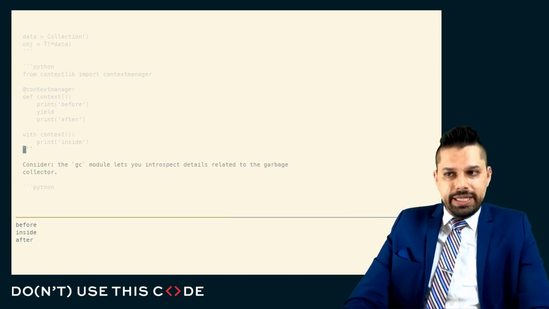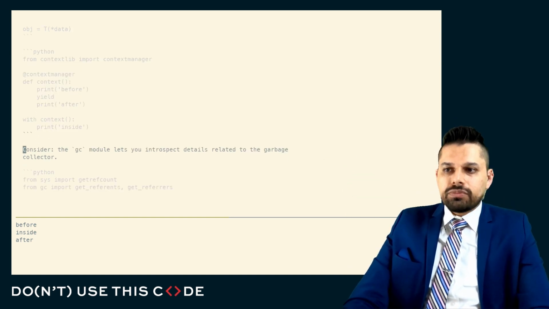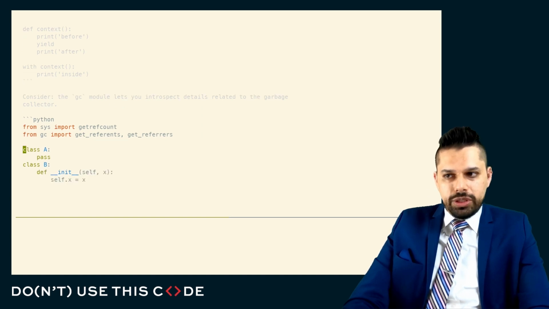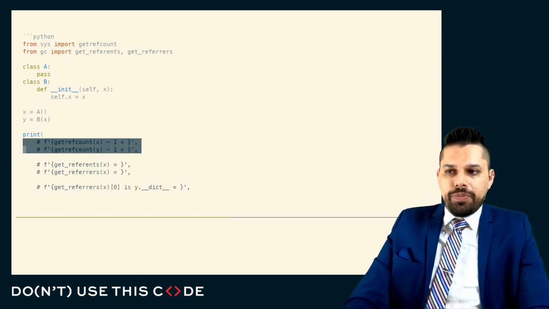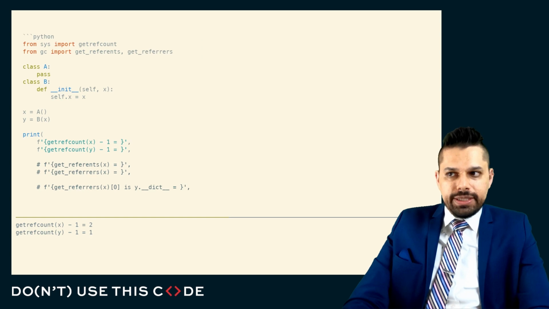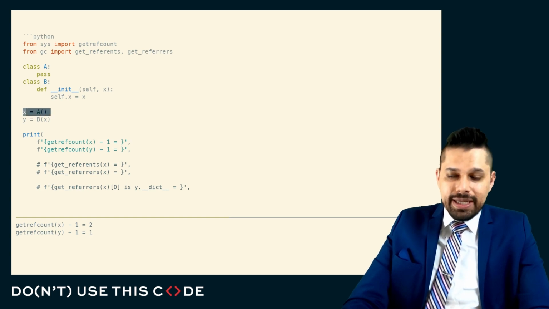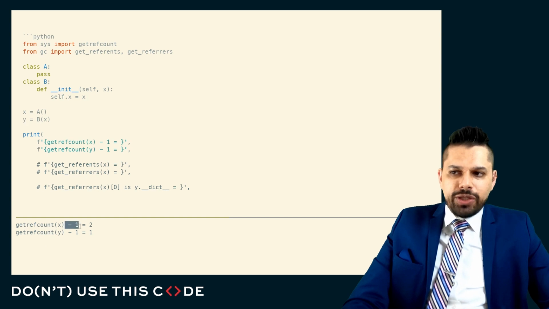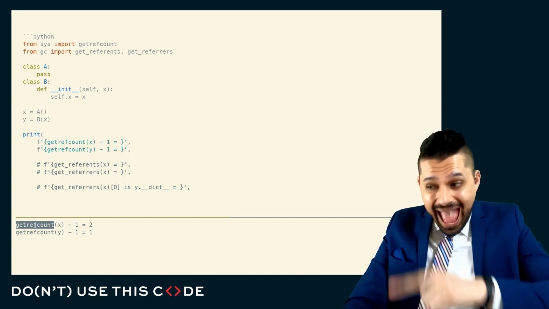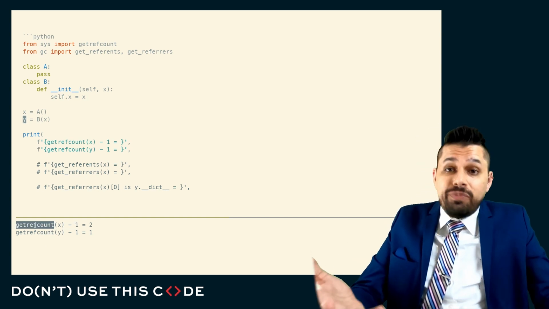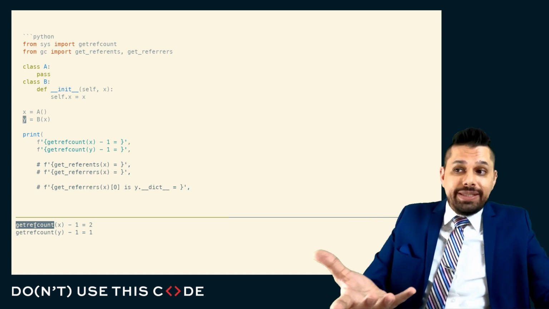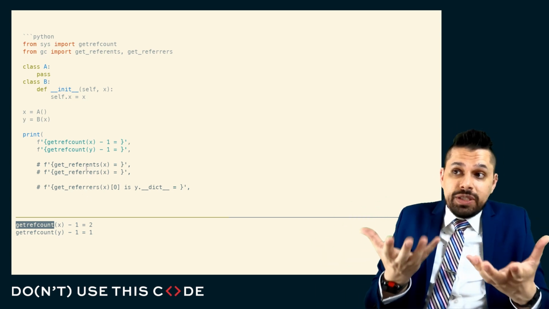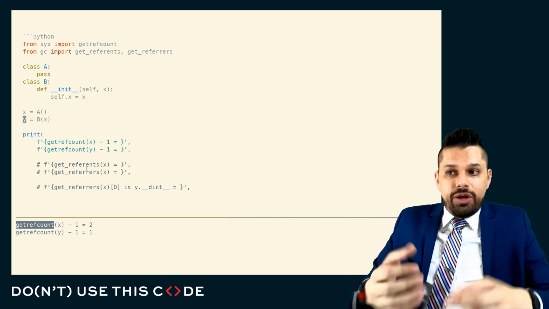Well, let me show you how this relates to the garbage collector. The GC module in Python gives you the ability to introspect details related to the garbage collector. So you can actually ask the garbage collector what the reference count of an object is. Here you can see the reference count for x is 2 and the reference count for y is 1. And of course I have to explicitly subtract 1 because the function getrefcount adds 1 to the reference count by virtue of being a function that needs to look at some data, that needs to keep that data alive until the function is finished. And so here you can see we can actually ask the sys module to tell us what the reference count of an object is.